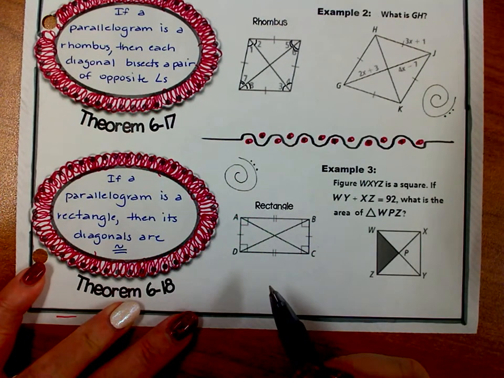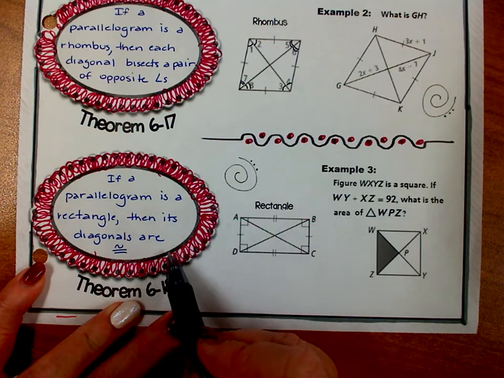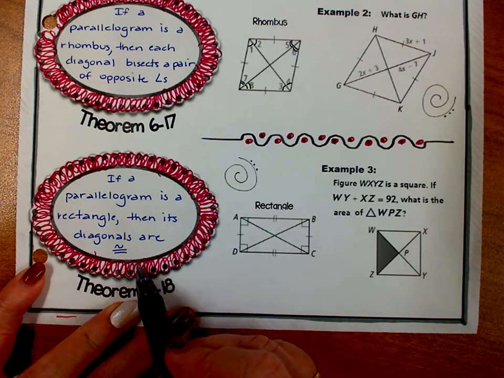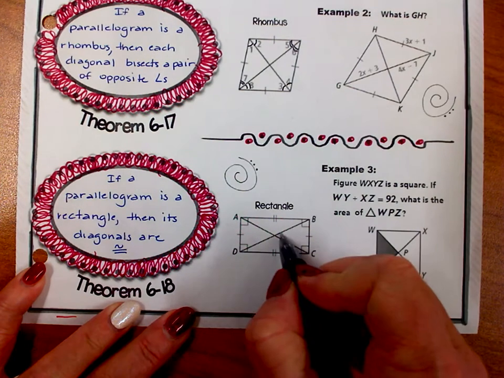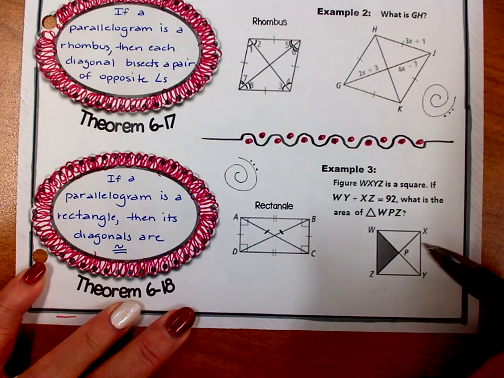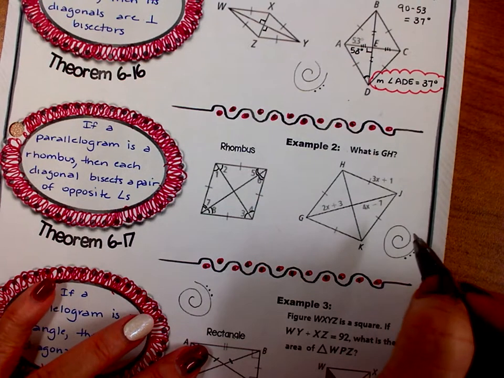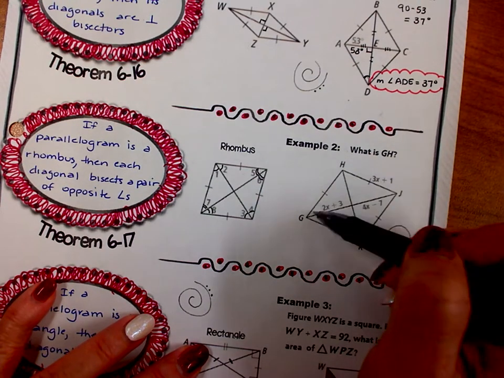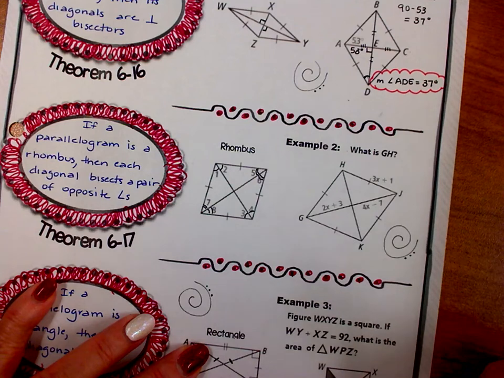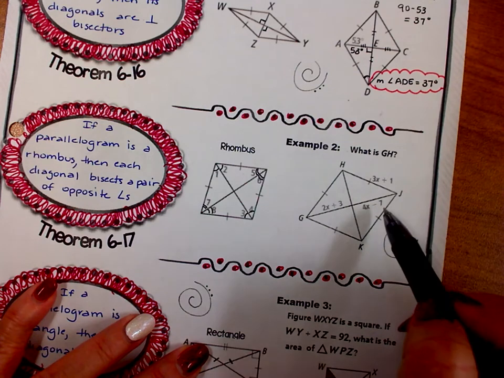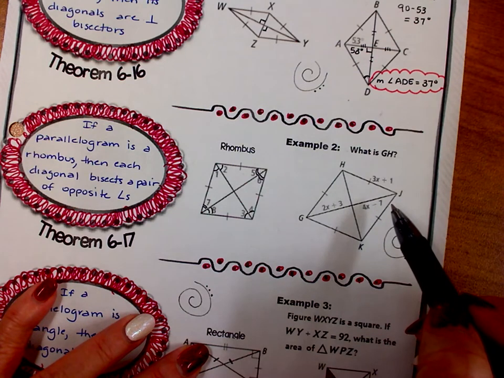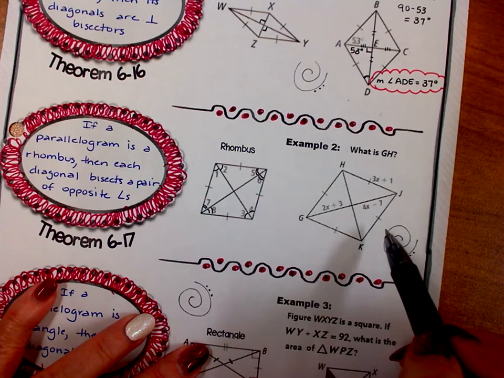The last theorem, if a parallelogram is a rectangle, then its diagonals are congruent, which means that this diagonal is congruent to this one. Okay, so let's go back up here to example 2. The question is, what is GH? Okay, so if we can figure out what these other ones are, then we'll be able to figure out what GH is.